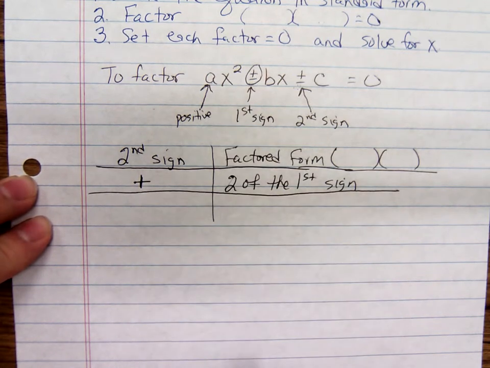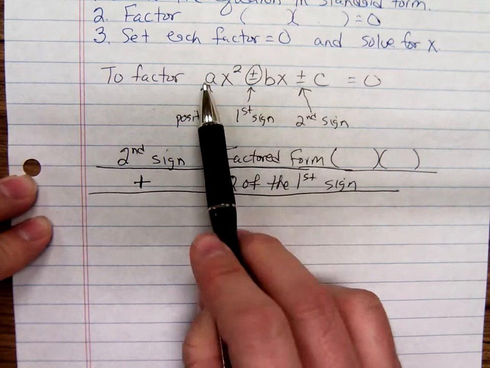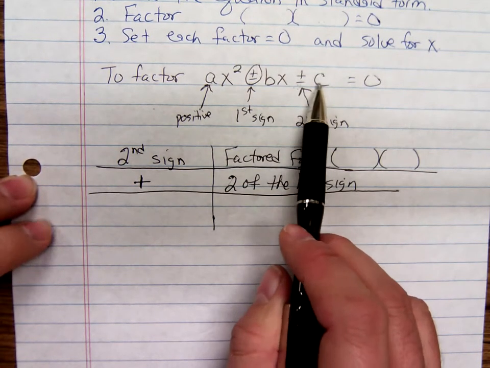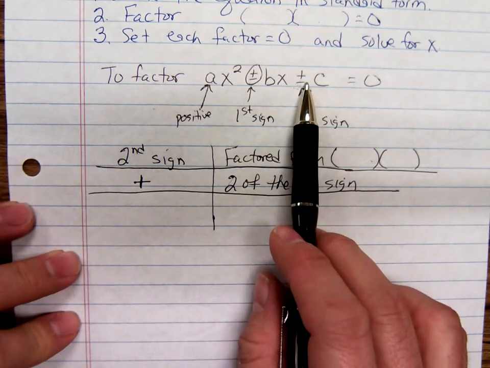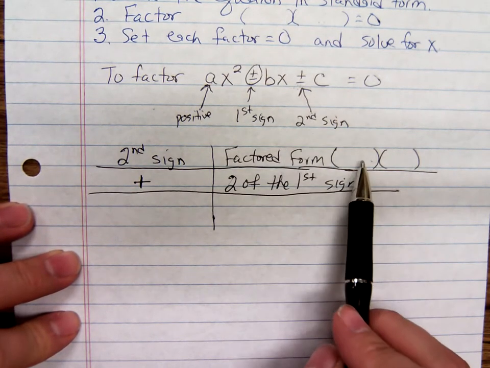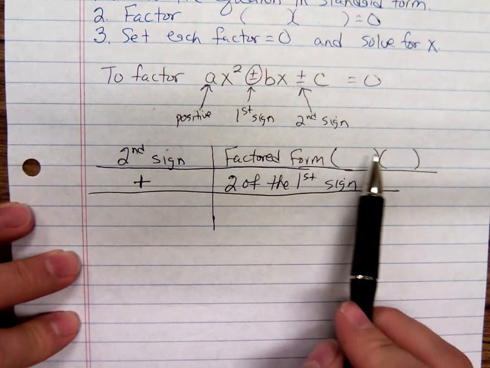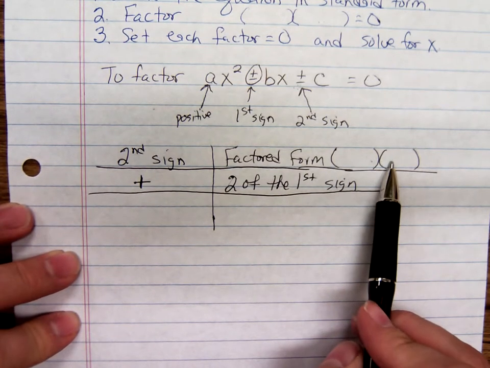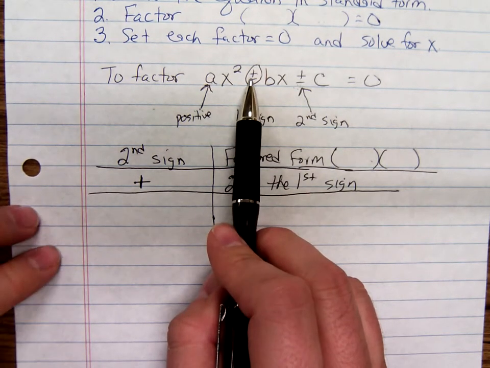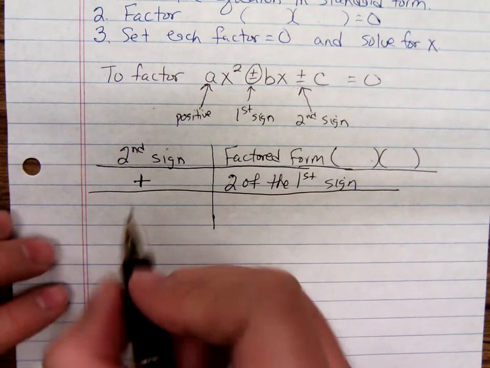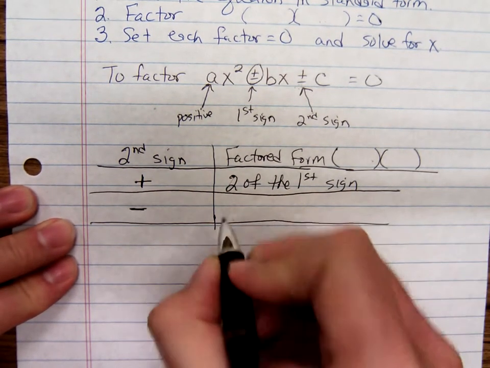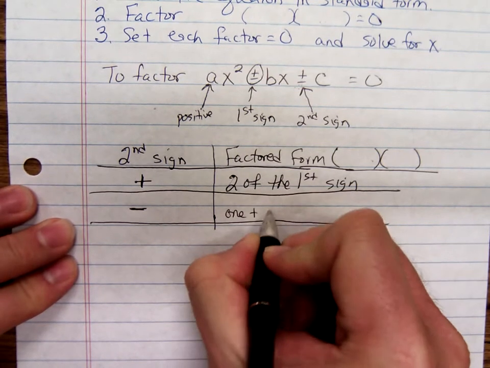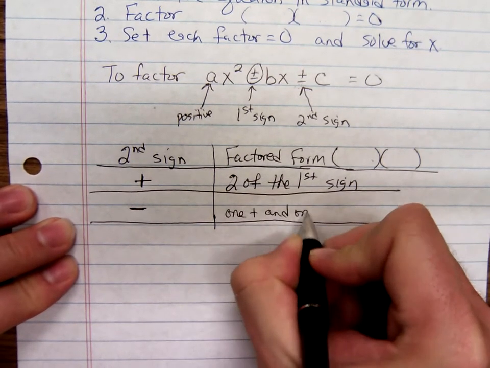And I'll try to justify that statement once we actually have some numbers here. But it basically says, okay, if 2 numbers are going to multiply together to give you a positive number, then you either have to have positive times positive or negative times negative to decide which. Look at this one. Now, if the second sign is a minus, then the factored form has 1 plus and 1 minus.